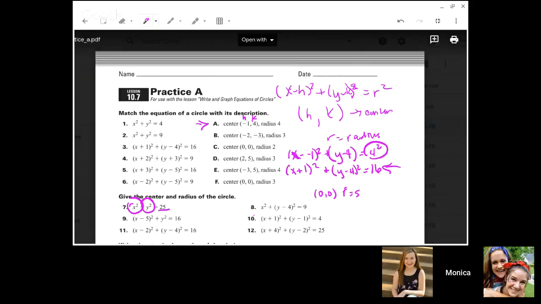Now, if you look at number 10, you've got x plus 1 squared plus y minus 1 squared. So if we think back up here, the way that we got a plus 1 was that our point was actually -1. And then down here, the formula is minus k. So it's minus a positive 1. So our k would be a positive 1. And then again, r squared, which is 4. So the square root of that is 2 for your radius. Yeah, -1, 1.